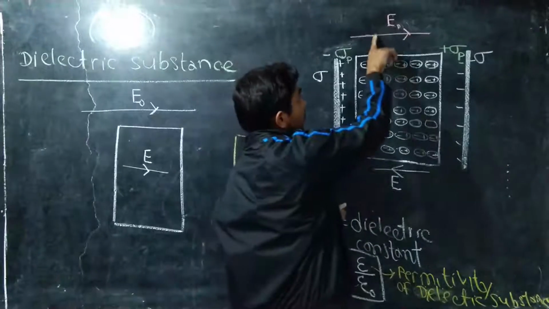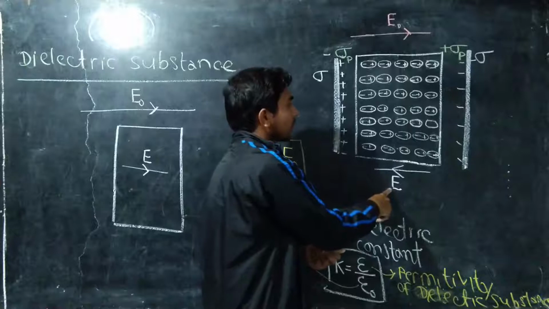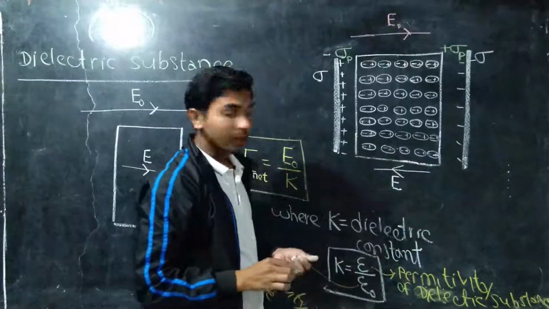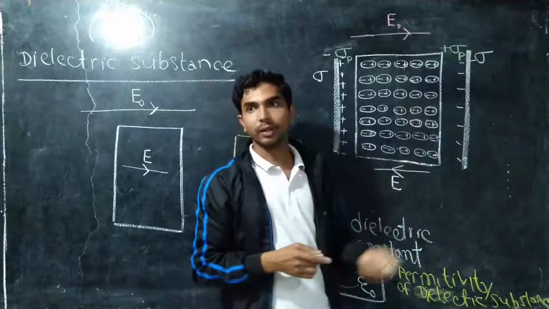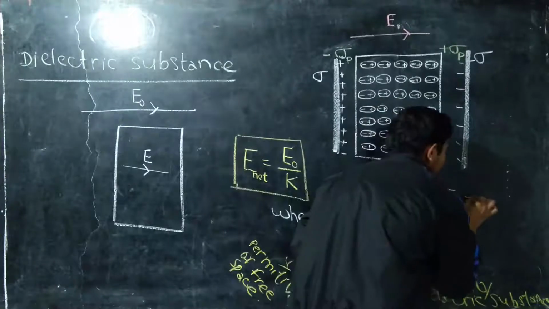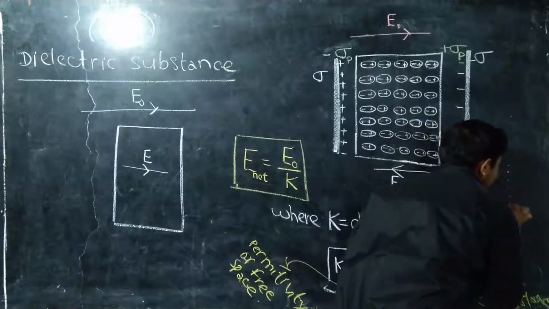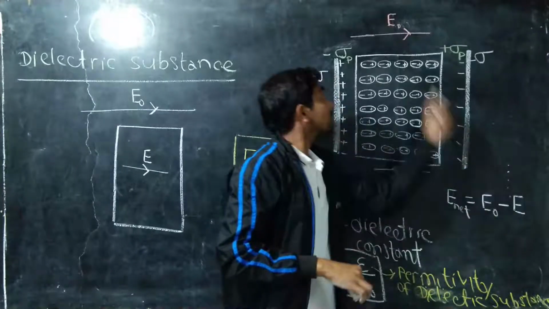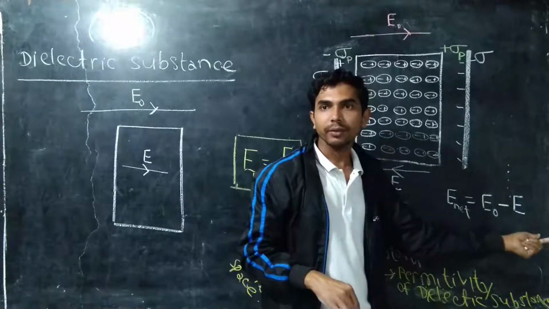So this is the electric field due to the charge on the surface of the plate, and this is the electric field due to the induced charge, which is in the opposite direction. So E net will be E naught minus E. Why am I taking the minus sign? Because E naught is in this direction, but this value E is in the opposite direction.